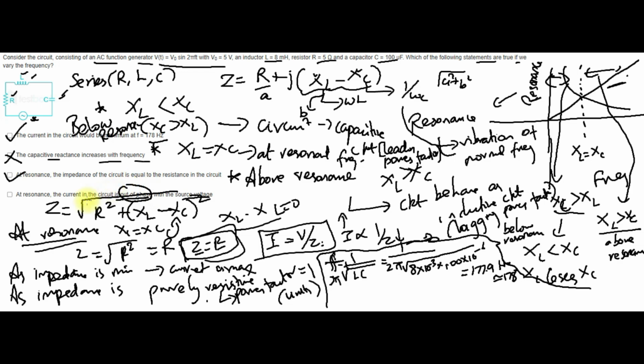What I'm telling is out of phase. At resonance, the current in the circuit is out of phase with the source voltage. That is wrong, because V is equal to IR. If it is out of phase, it is highly impossible, so this is not possible. Only options A as well as C are right.